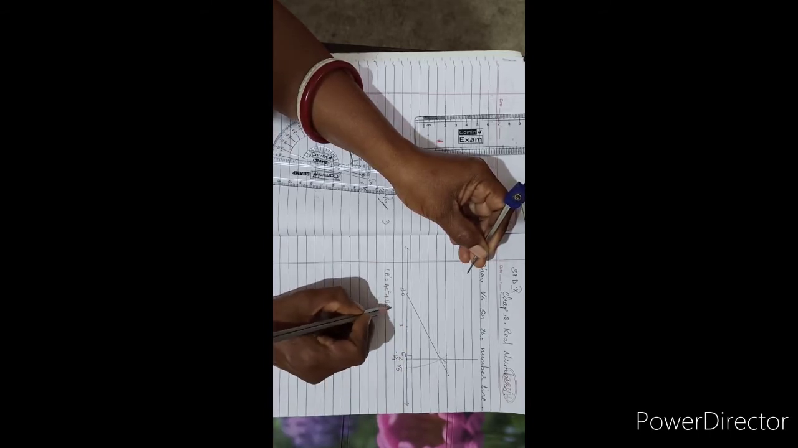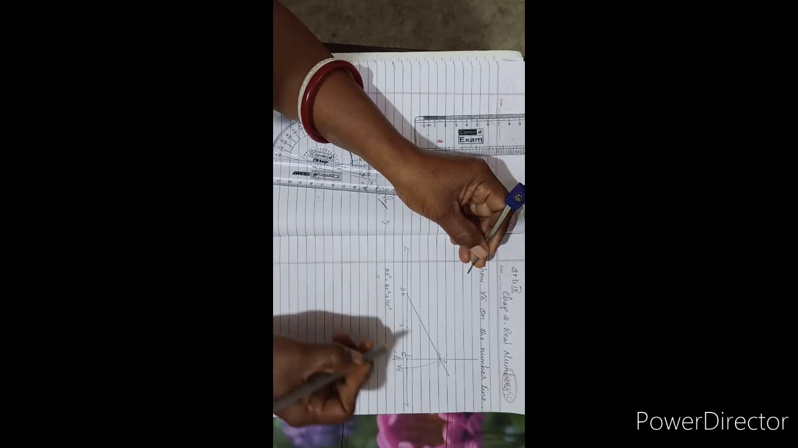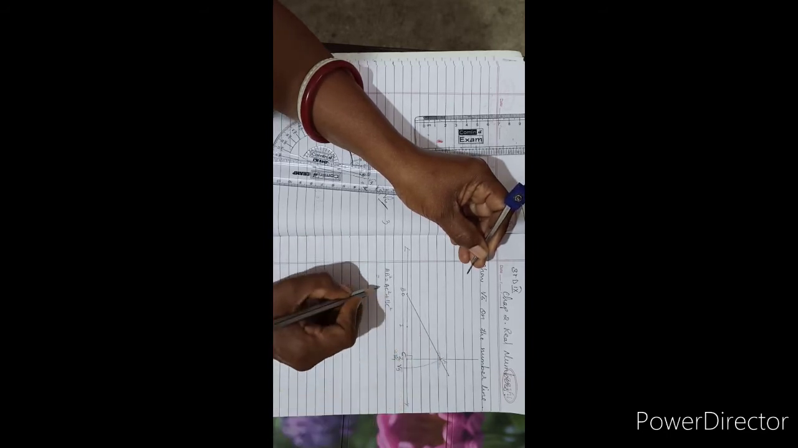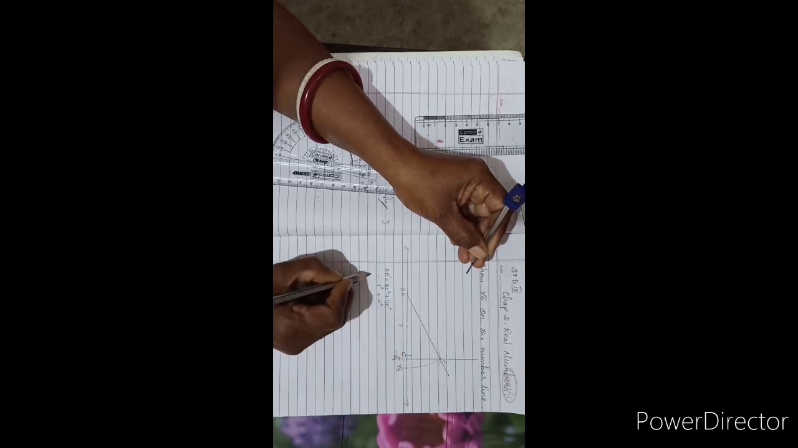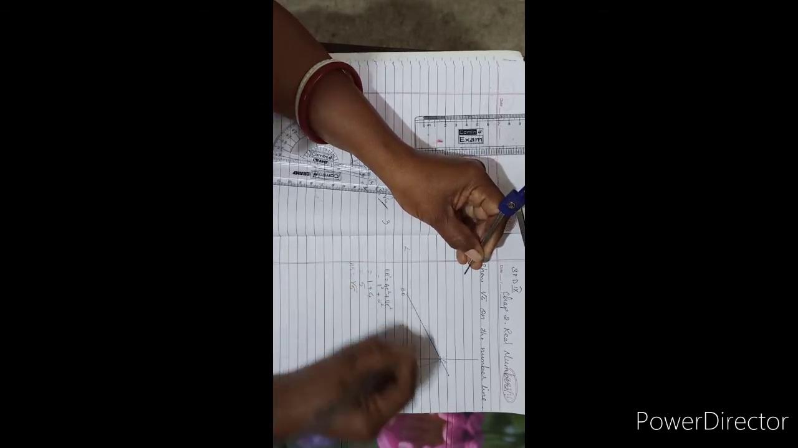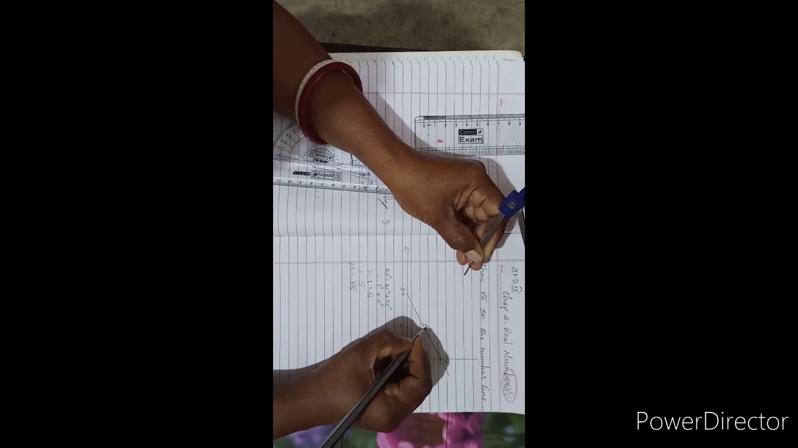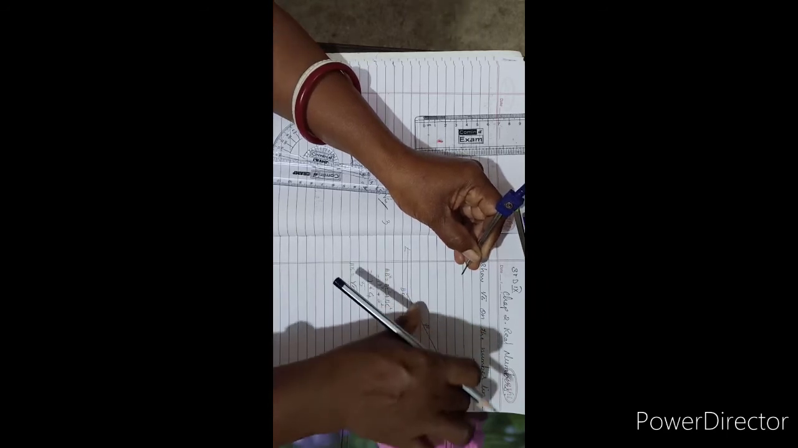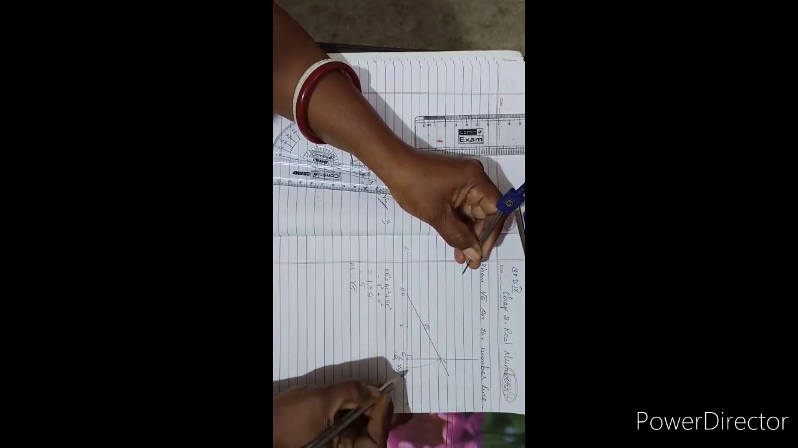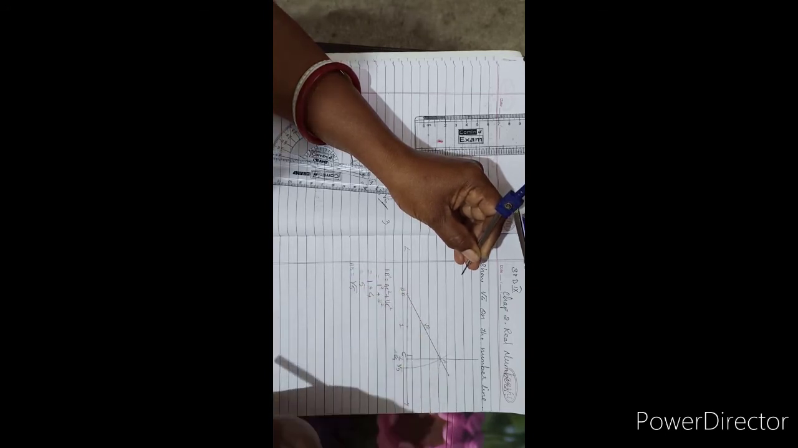plus BC square. So AB we don't know, but we know AC, that is 1 square, plus BC we know it is 2 units, 2 square. 1 square is 1 plus 2 square is 4, that is equal to 5. So AB is equal to root of 5. Therefore this hypotenuse represents root of 5. So if you take the measure of this hypotenuse and cut the arc on the number line, this point indicates root of 5 on the number line.